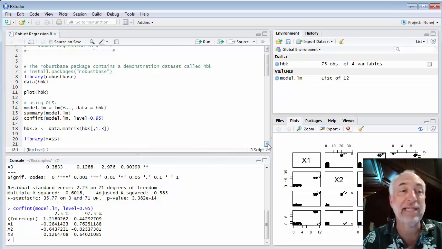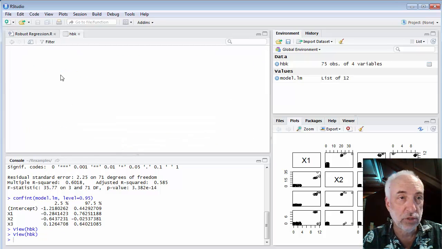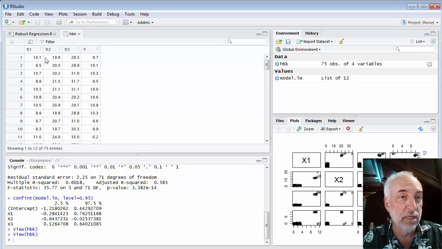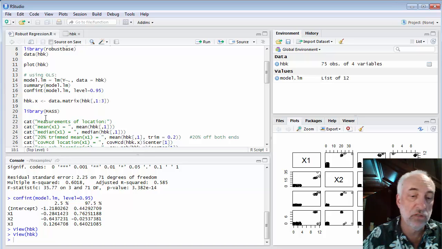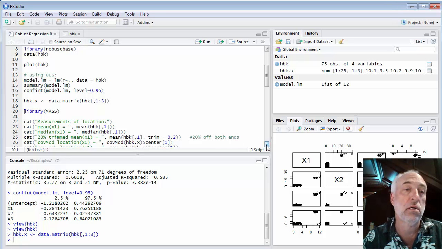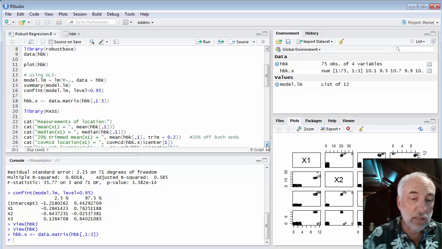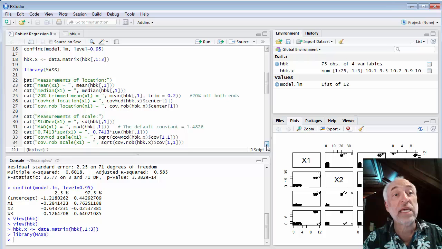Well, if we want to do some estimation, first thing I'm going to do is take my HBK data here, which has x1, x2, and x3 regressor variables and y, the response that I'm trying to measure. I'll just take the first three columns of it and ignore the response, and I'll call that hbk.x, my x variables. And then I'll ask, what are some measures of location and scale for each of these x variables? Well, I'll load the library MASS, which has some of the routines I'm going to use.